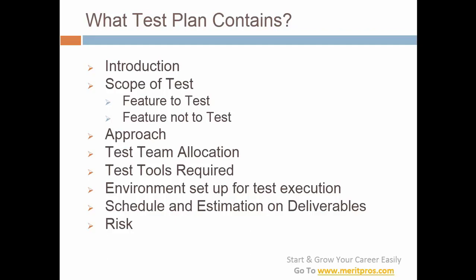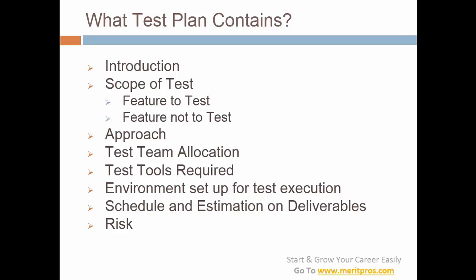So the kind of approach that we are going to follow, that information will be provided under the approach section. Apart from this, test team allocation, so the total number of people that are present in this testing team and how we are going to test, that information will be present under this test team allocation. The same way, test tools that are required. So what are all the tools and technologies that we are using to test this particular product will be mentioned in this segment. Same way, environmental setup for the test execution. So whether we are depending on any other kind of configuration activities, all that information will be present here.